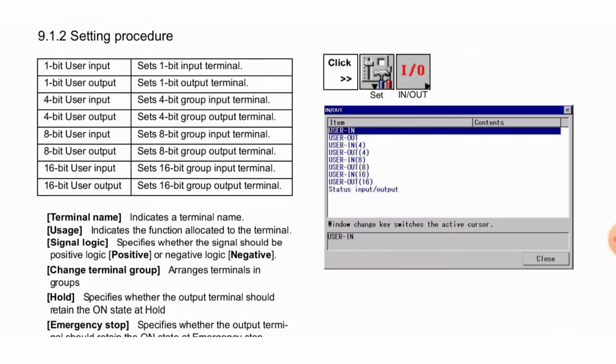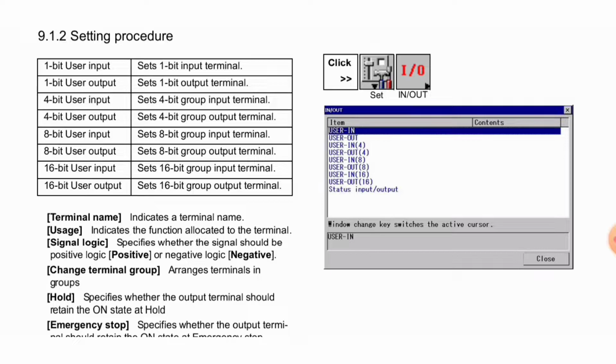Setting procedure. Here you can see a table. 1 bit user input sets 1 bit input terminal, 1 bit user output sets 1 bit output terminal, 4 bit user input sets 4 bit group input terminal, 4 bit user output sets 4 bit group output terminal, 8 bit user input sets 8 bit group input terminal, 8 bit user output sets 8 bit group output terminal, 16 bit user input sets 16 bit group input terminal, 16-bit user output sets 16-bit group output terminal.